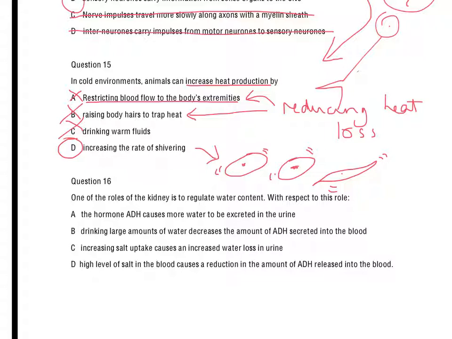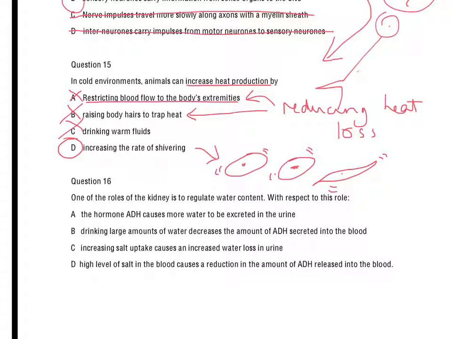All right, and lastly, one of the roles of the kidneys is to regulate water content. With respect to this role, the hormone ADH causes more water to be excreted in the urine. Drinking large amounts of water decreases the amount of ADH secreted into the blood. Increasing salt uptake causes an increased water loss in urine. And D, high level of salt in the blood causes a reduction amount of ADH released into the blood.